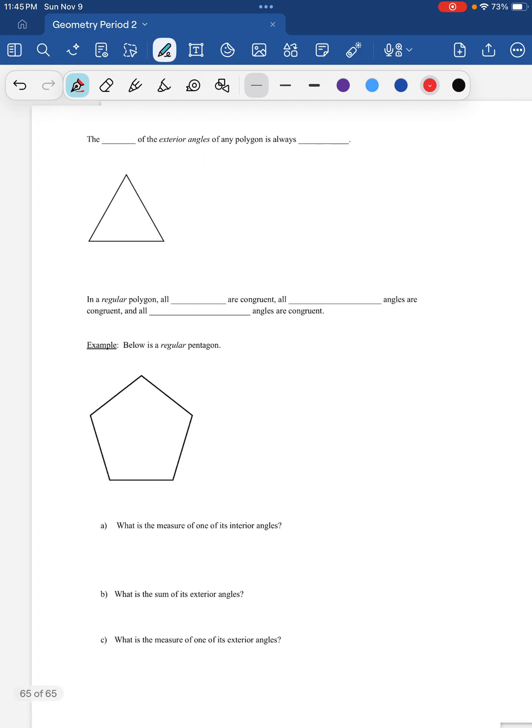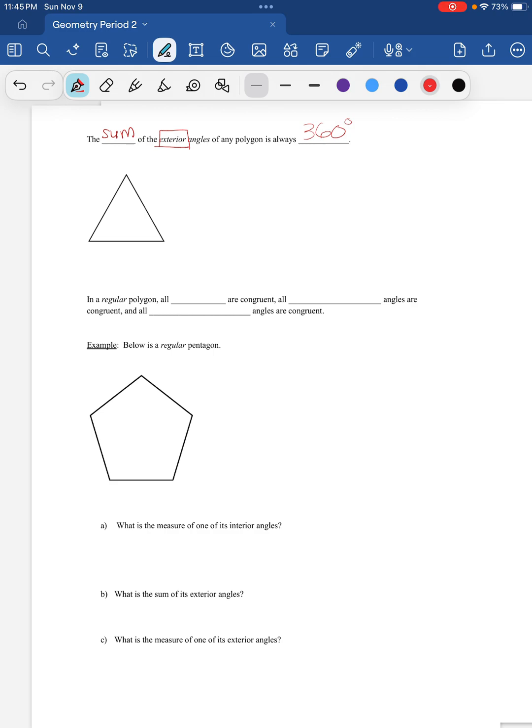If we could flip to the next page, we're also going to talk about exterior angles. We studied those a little bit in the last unit. So the sum of the exterior angles of any polygon is always 360 degrees. So again, this is the sum of the exterior angles.